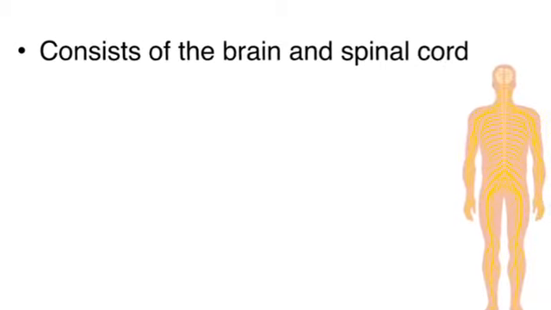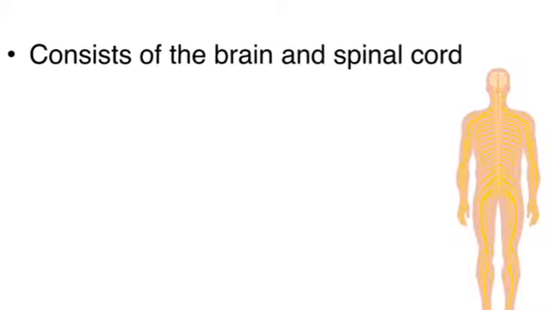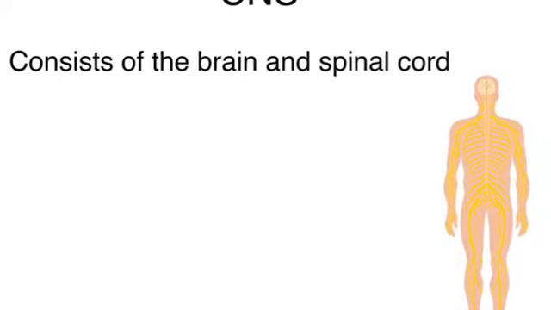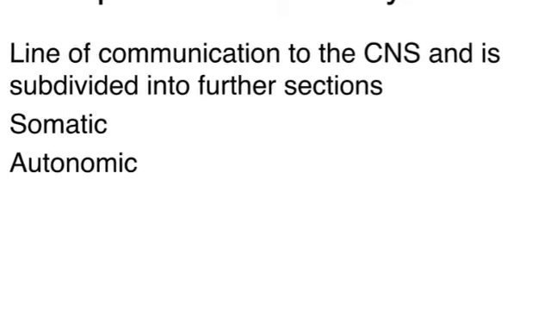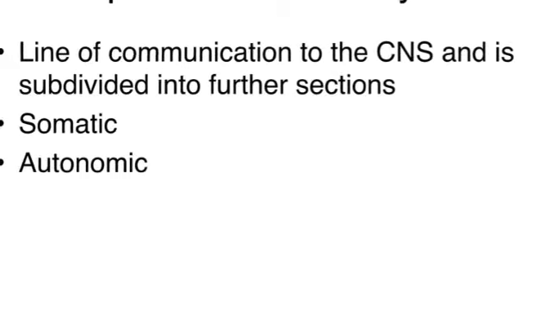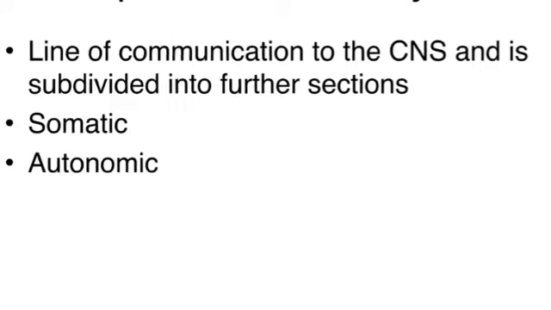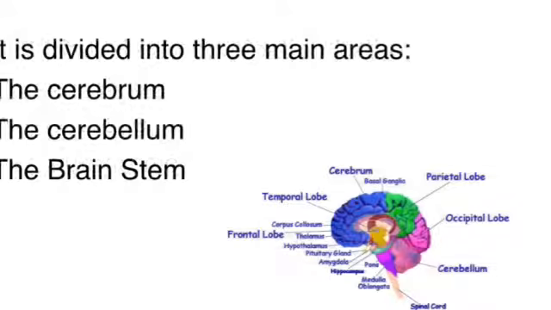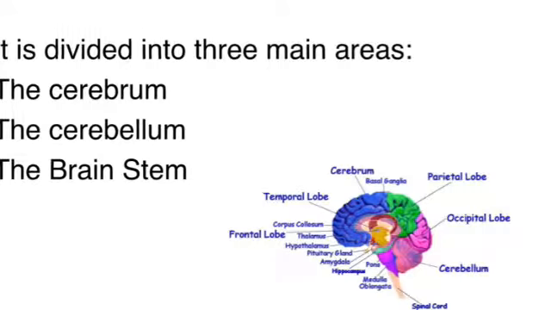So we have your central nervous system, and this consists of the brain and the spinal cord. And you have the peripheral nervous system, which is the communication to the central nervous system and is divided into two further sections. Let's look into the brain in more detail.